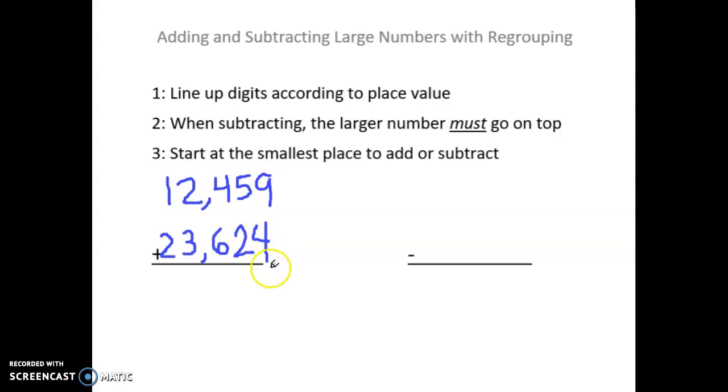So now that I've done that, I'm going to start at the smallest place. So that's my ones place. I have 9 and 4. If I add 9 plus 4, I get 13. So when I write the number 13, I'm going to think about what that number 13 actually is.